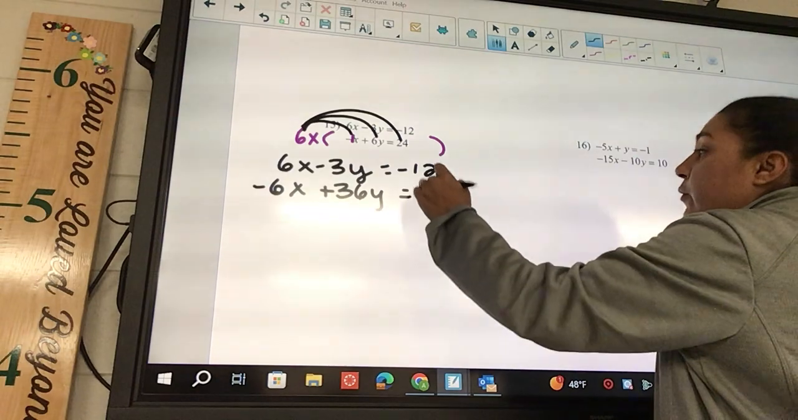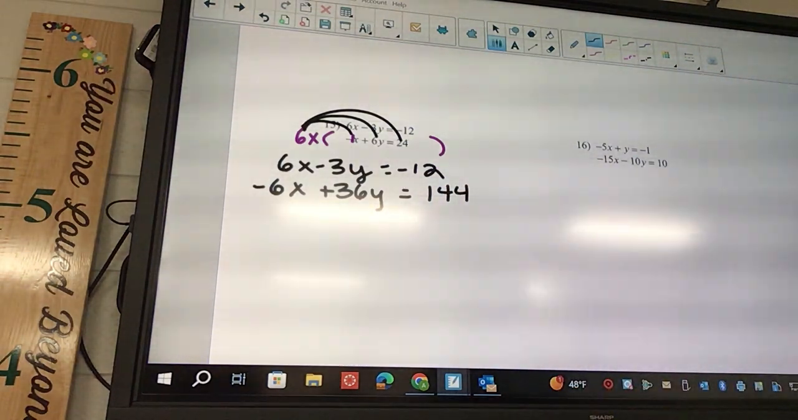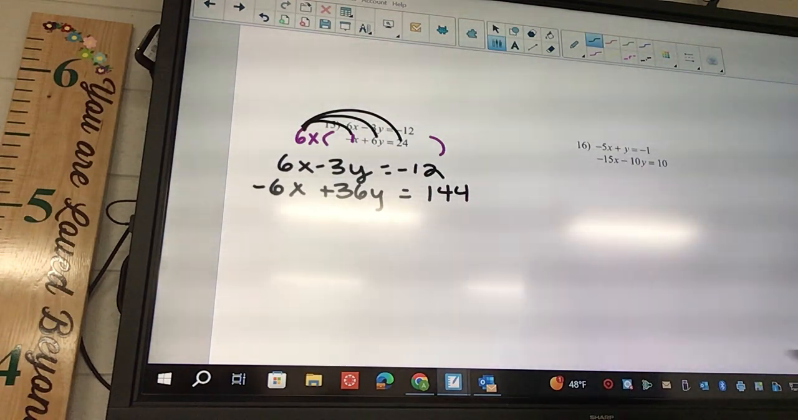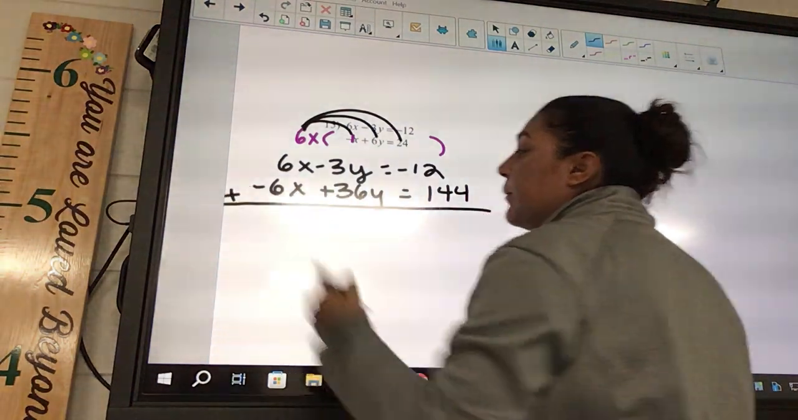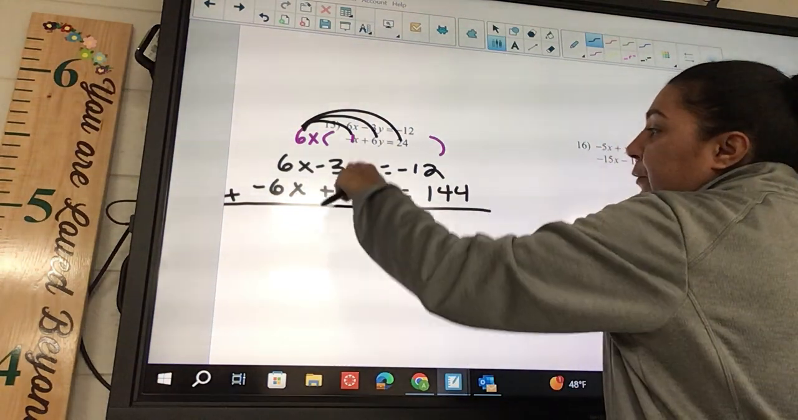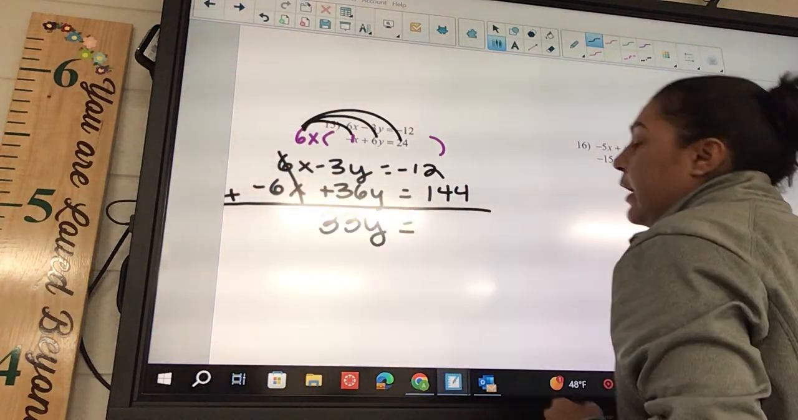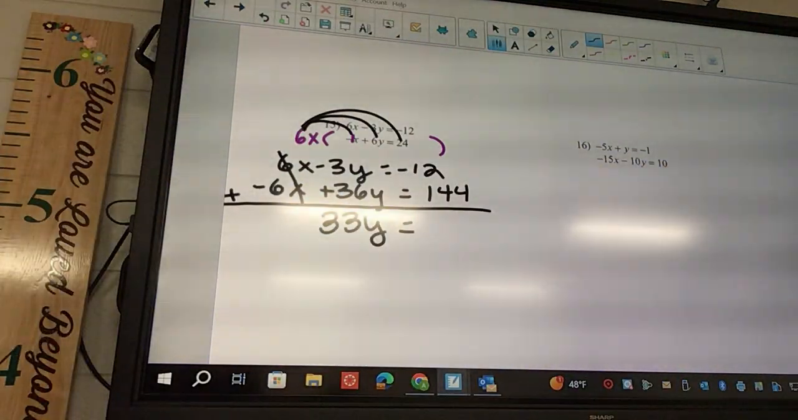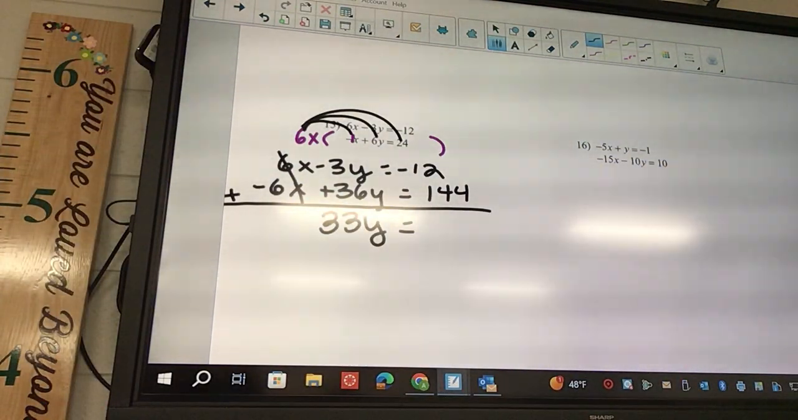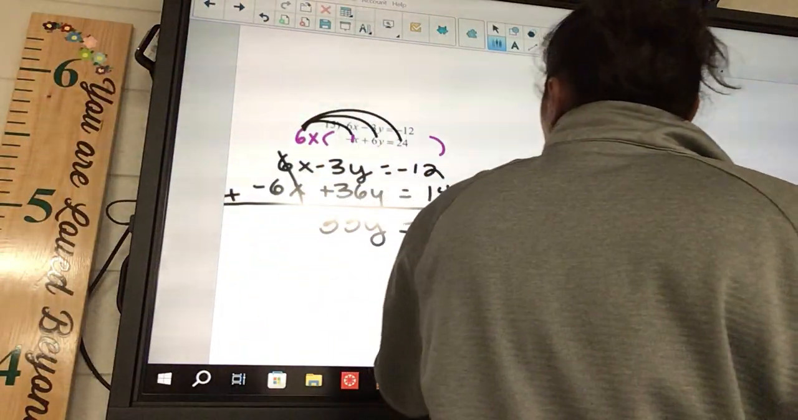144. 144? Yeah. Did you use a calculator? No, I did a problem. Is it 144? Somebody with a calculator? Okay, from here, we're going to add these two together. What happens to the 6's? They cancel out, okay? So we got -3y plus 36 is going to be 33y. And then a -12 plus 144. What is that? 132? Yeah.